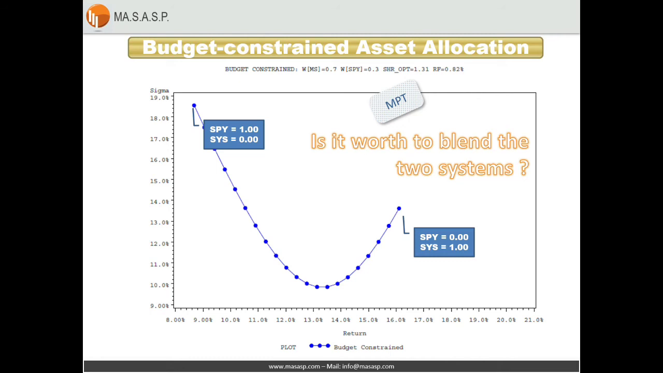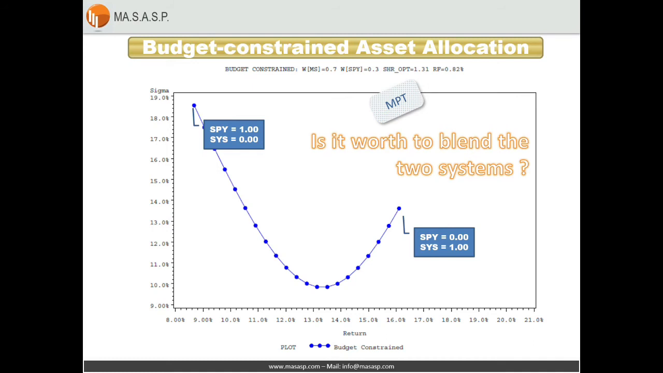Someone might conclude, based on the previous slide, that it is right and proper to pick up just the MASASP combination and to discard completely the benchmark on the ground of the fact that the latter is dominated. Well, that conclusion is untrue. In order to assess that, we plot a curve of all the possible portfolios obtained blending the MASASP and the benchmark.